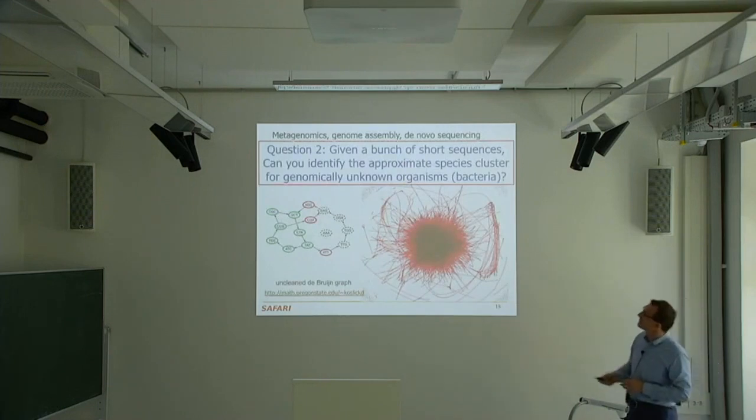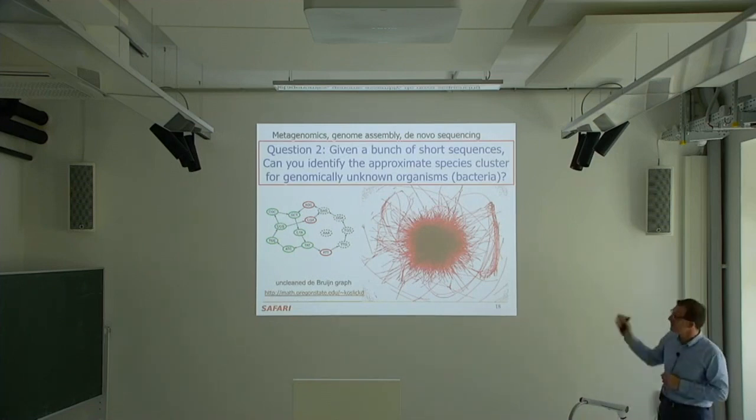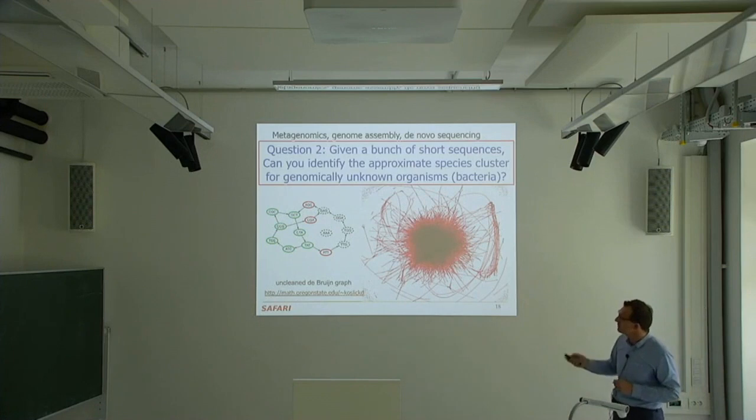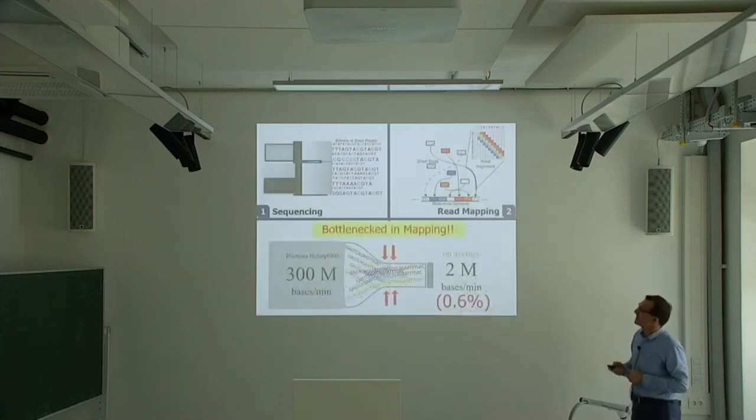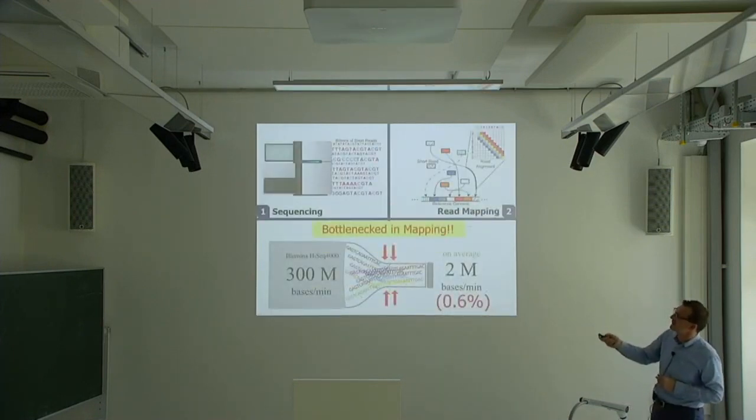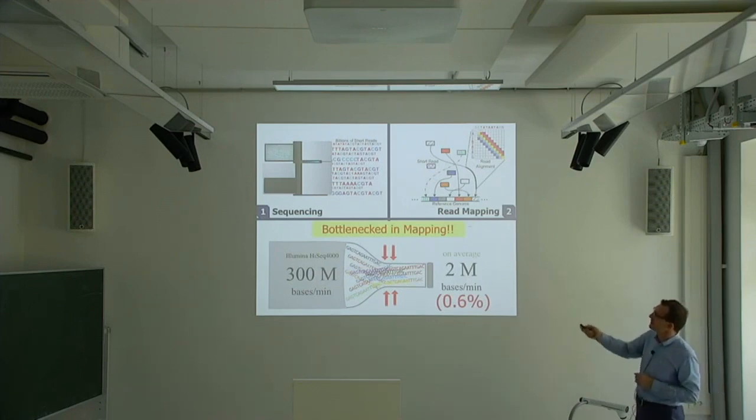So this is another example. Given a bunch of short sequences, can you identify the approximate species cluster for some unknown organism? So this leads to a lot of discovery also. Okay, so basically, we're bottlenecked in this step. We know how to do this really well, but we're really bottlenecked on this mapping.